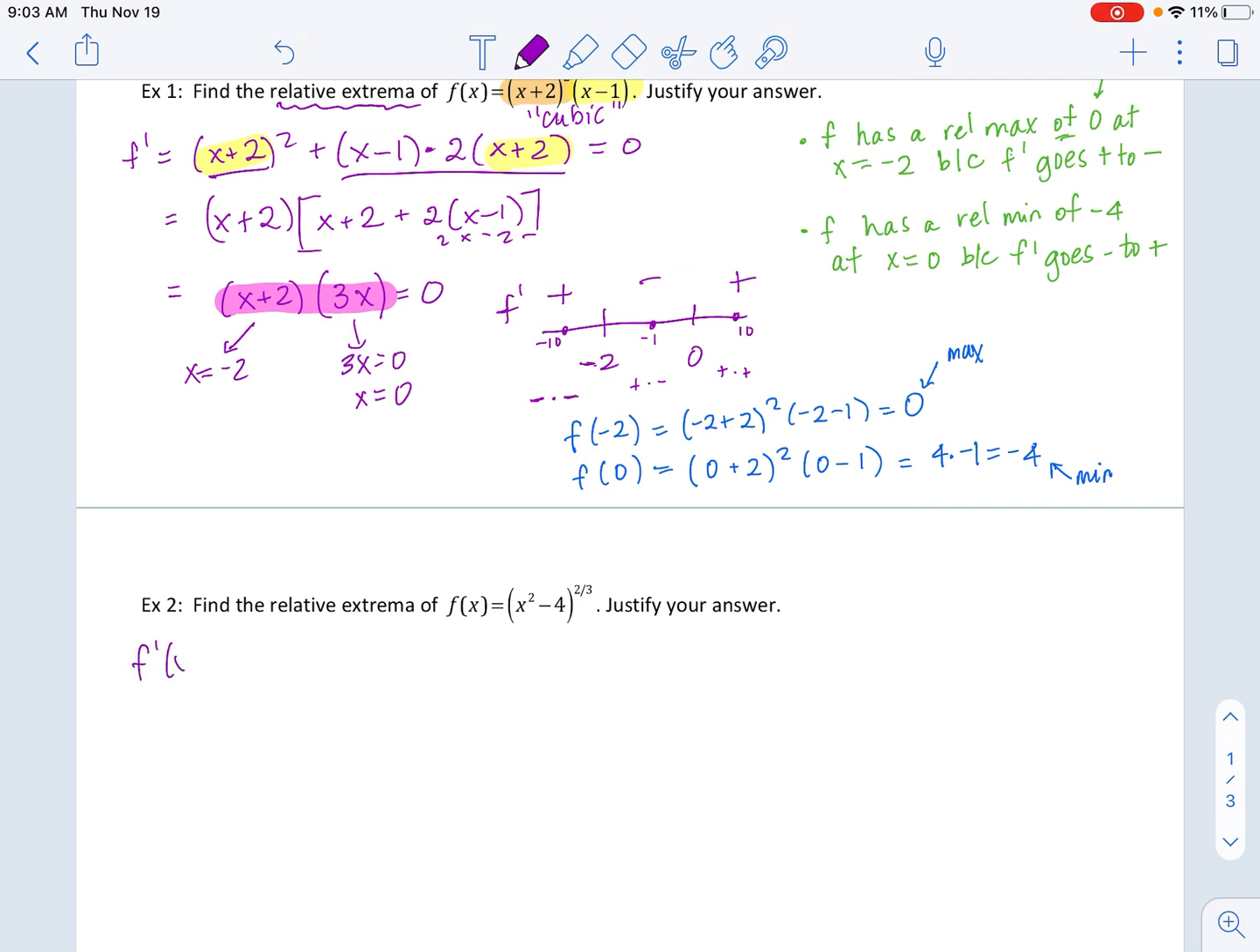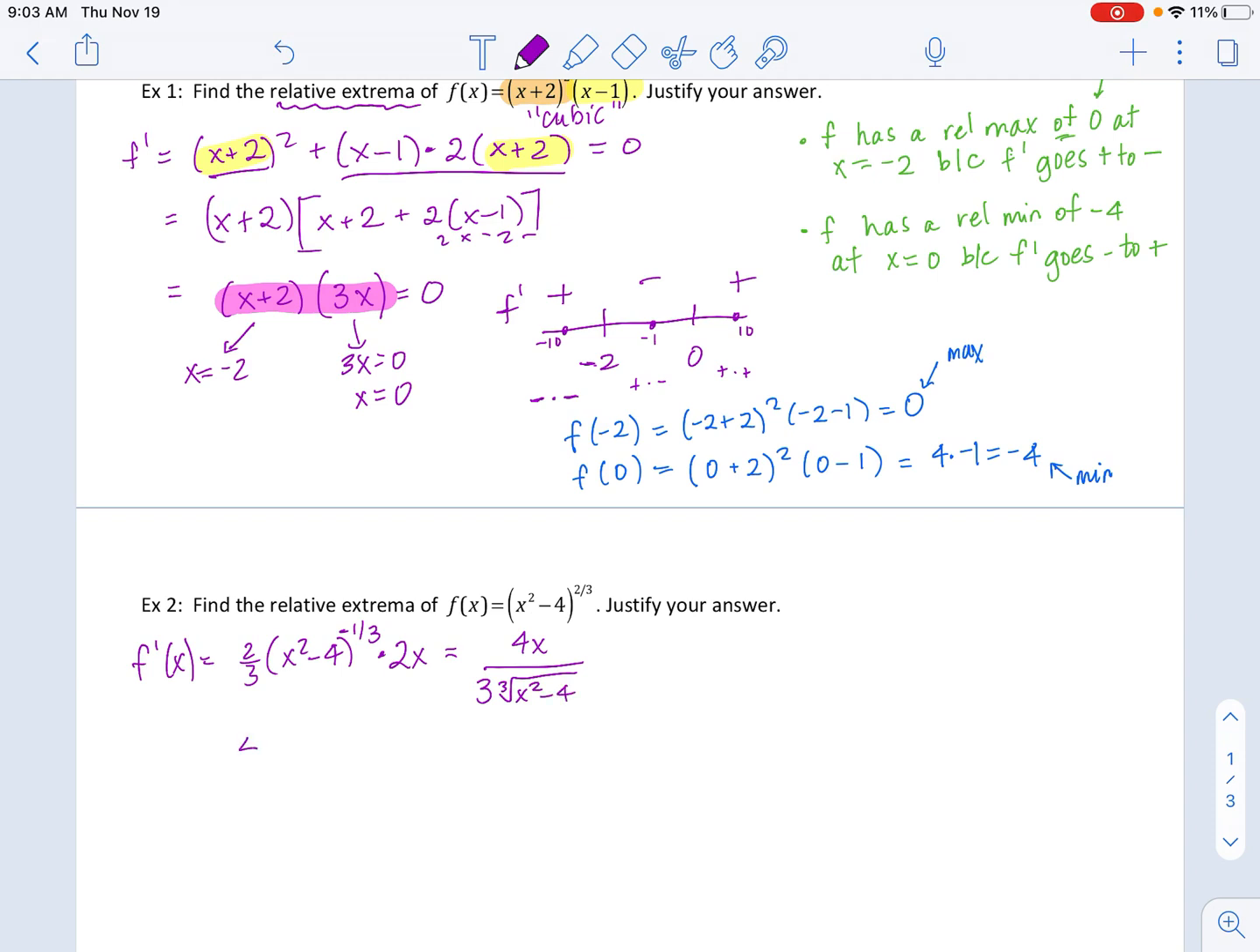So f prime of x, taking the derivative, is 2/3 (x squared minus 4) decreased by 1 in the exponent. And then I'm going to probably simplify this. Times 2x, because that's the derivative of the inside function. Now I'm going to simplify this. My numerator is 4x, and my denominator is 3 times the cube root of x squared minus 4.